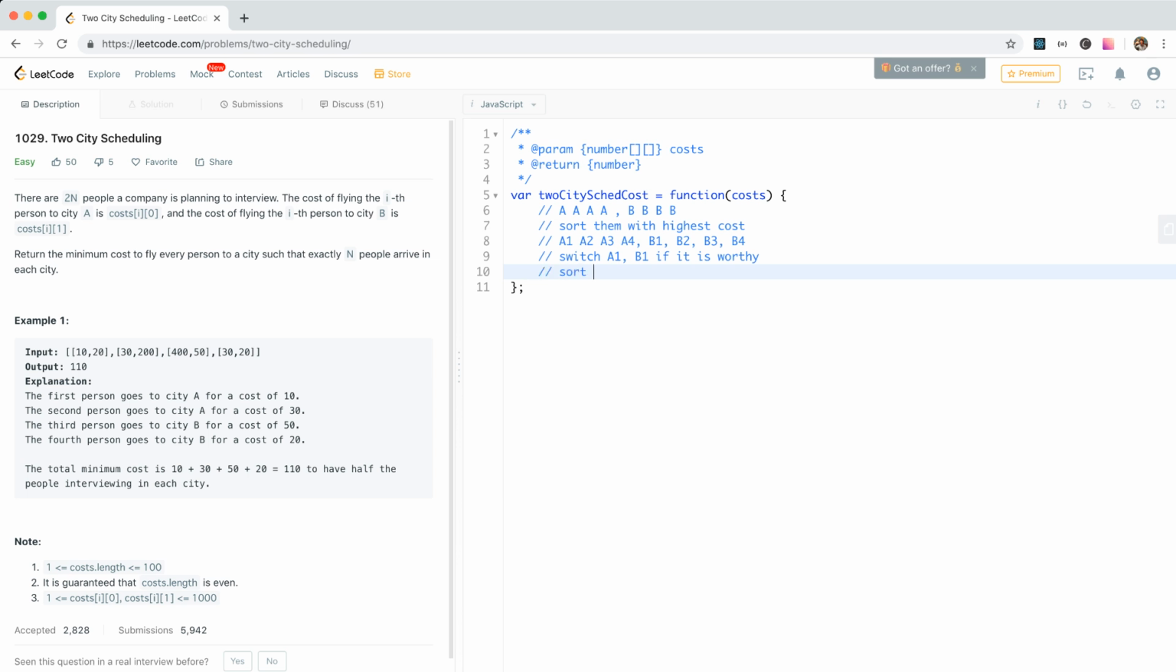And then we have to sort them again. Why do we choose this A, B? Because if we choose B rather than A, we will get more cost than A. But it doesn't mean that going to A will generate a net lower cost for B. So this solution, I think it isn't going to work.